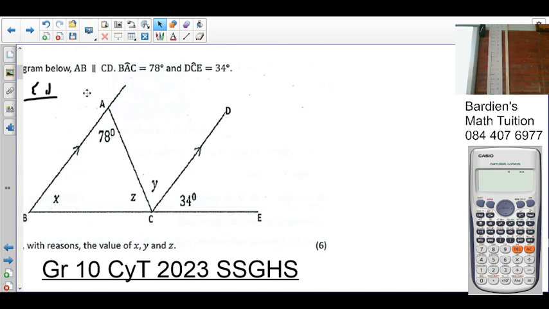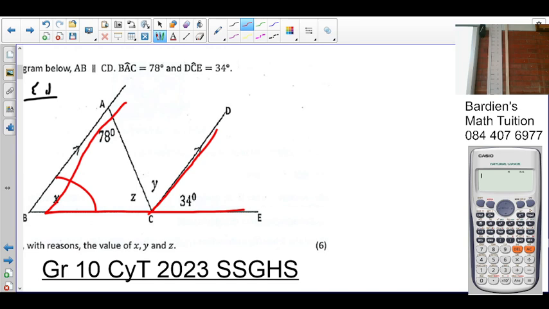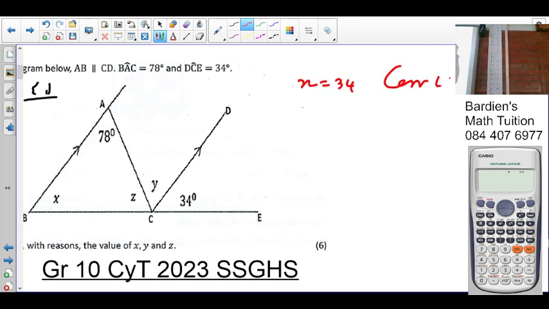Okay. So firstly we can calculate X, as you can see. Corresponding angles, not so? So that angle will be equal to that angle there. So we're going to say that X is equal to 34 degrees because of corresponding angles with DC being parallel to AB. Okay, so that's 34 degrees there.